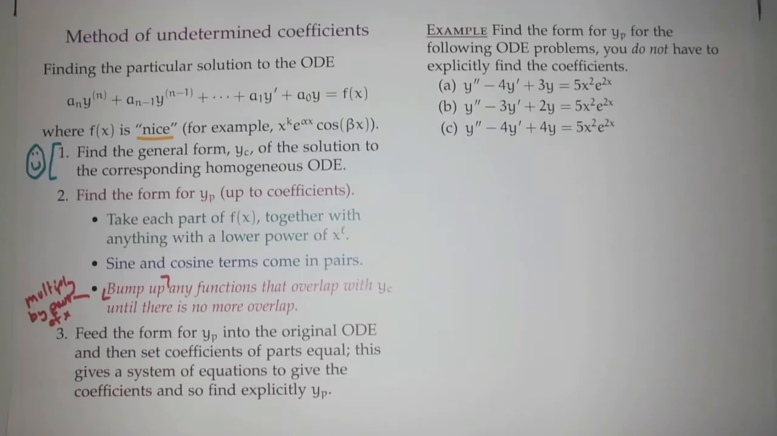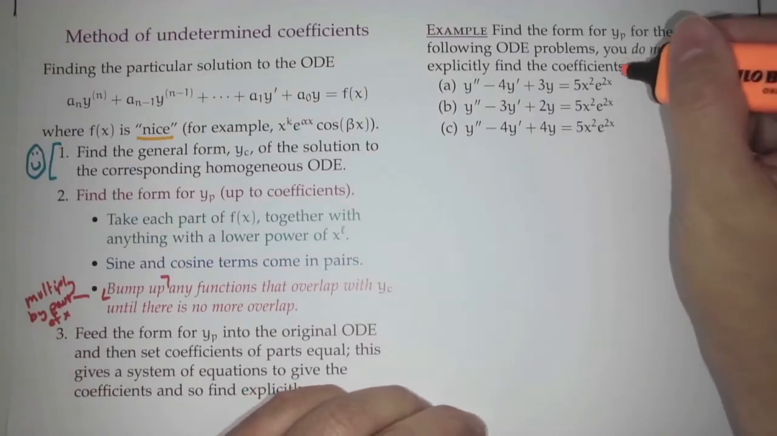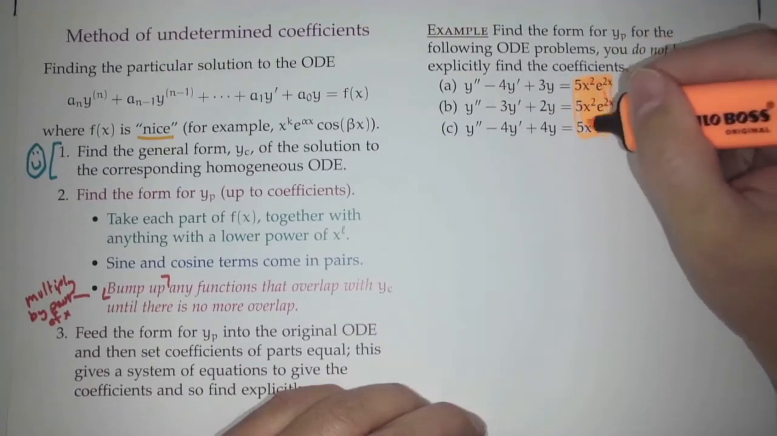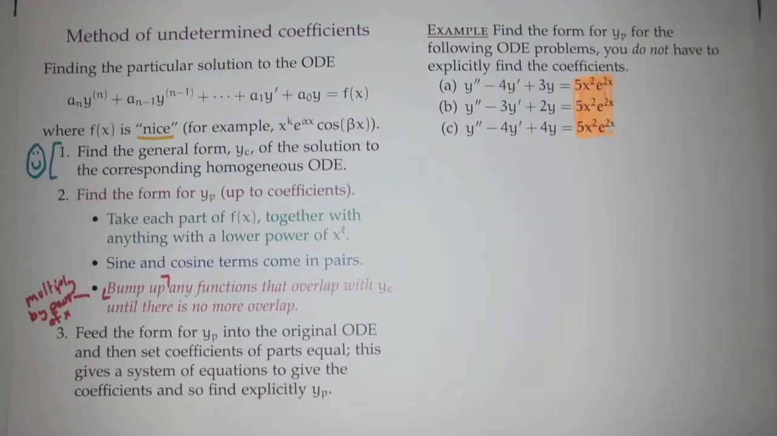All right, now an example. Find the form for the particular solution for the following ODE problems. ODE is just shorthand for differential equations. You do not have to explicitly find the coefficients. Again, we're just focusing on step 2, not step 3 at this stage. You'll notice all 3 of these problems have the same f of x. It feels like we're doing the same thing 3 times, but perhaps there's a moral here. Let's follow through and see what happens.